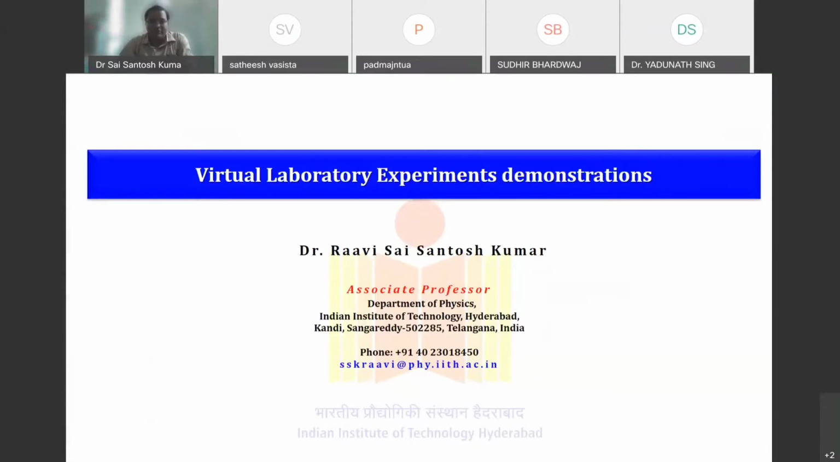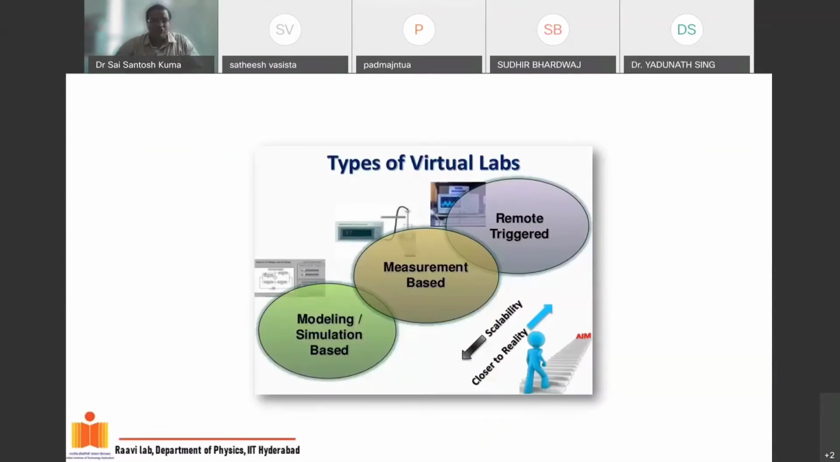I, along with two of my colleagues, would try to give you a flavor of what these V labs are about. Of course, there has been a lot of introduction, and Professor Srinivas Rao Garu, Professor Charan Garu, all these people have already explained why we require this virtual lab scenario. So what are the different types of virtual labs? This is what I thought I should start our discussion with.